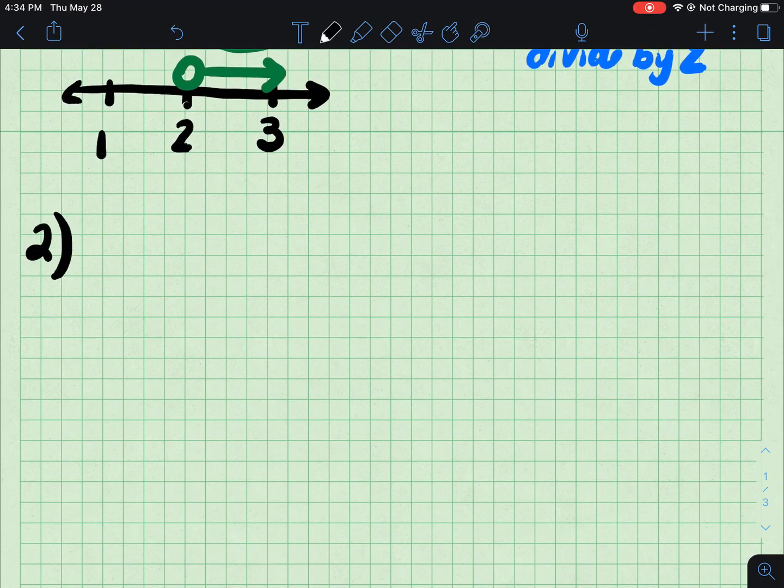Okay, let's try another one. Number 2. Now we have some fractions. We're not afraid of fractions. We know how to deal with them. 1/2 is less than or equal to -3/4 x. There's a lot going on here, so you got to take your time and ask your questions. Don't shut down because they're fractions. We can deal with them.